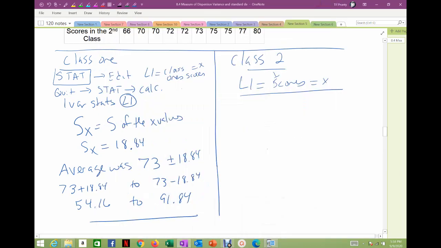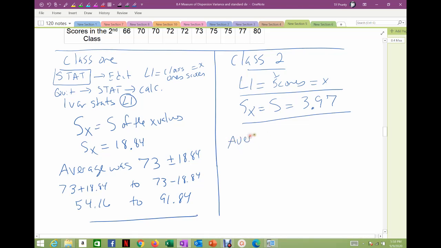And so we want 3.97. So our standard deviation for class 2 was 3.97, which is small. It's a lot smaller than the other class. The other class deviated by almost 19 points, right? Most scores were either 19 points below or 19 points above. In class 2, 4 points, right? 3.97 is only a 4-point deviation, so most scores were within 4 points of the average, right?